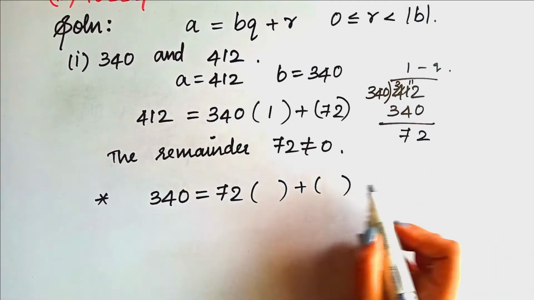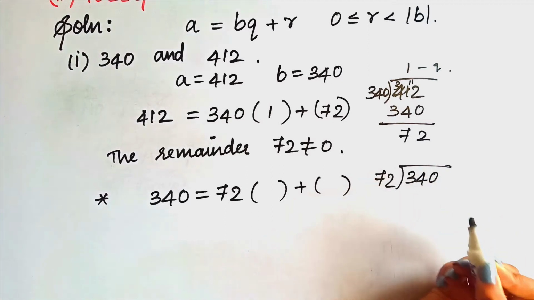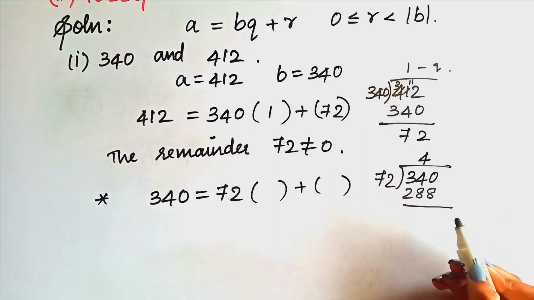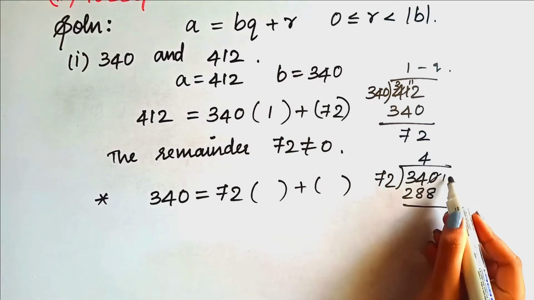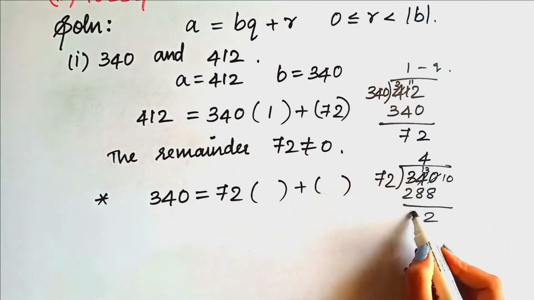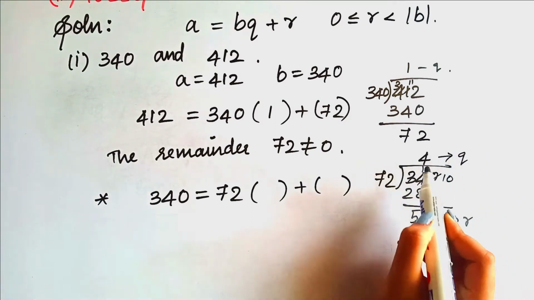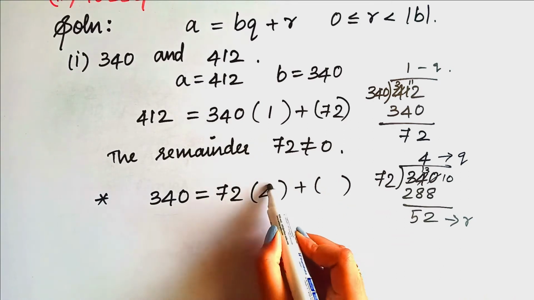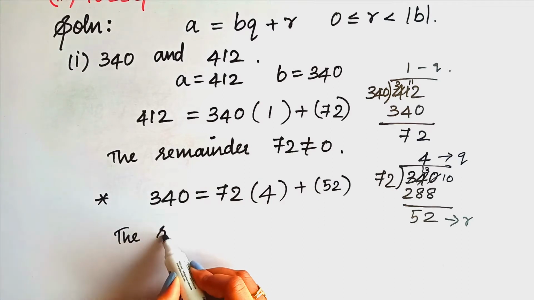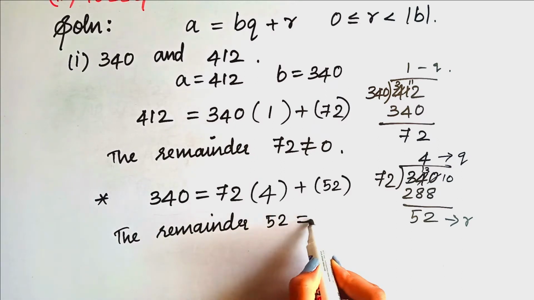Now let's divide. 340 will be inside and 72 will be outside. Now 72 4s are, we'll get 288, in which we'll get a remainder as, here there will be a 10, so 2, and here it will be a 13, so the answer will be 52. So our remainder is 52 and our quotient is 4, right? So let's substitute 72, the quotient is 4 and the remainder is 52. So the remainder 52 is not equal to 0, right?